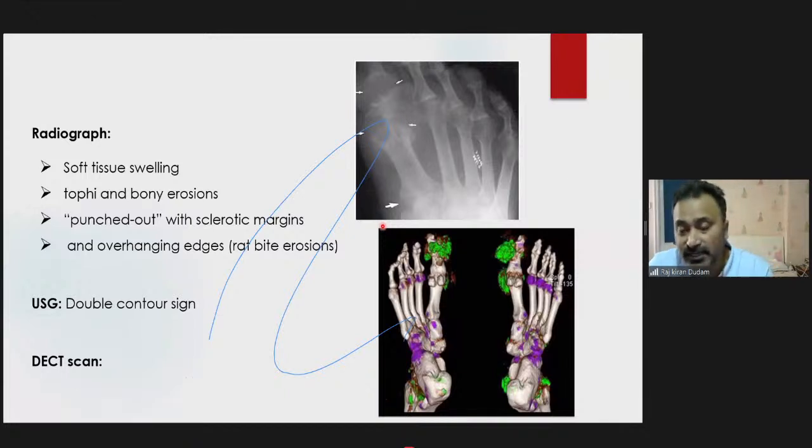And one of the very fascinating and interesting investigations is dual energy CT. This is an image of dual energy CT where you can see these gout crystals in a greenish color. So this is a very useful investigation, if you have a good radiologist who can do it at a lesser cost. If you have a dilemma in gout, you can demonstrate gout in this way with a dual energy CT scan.